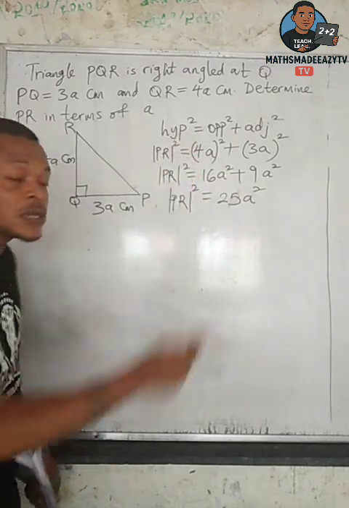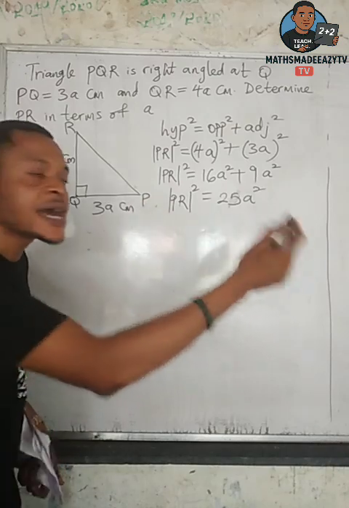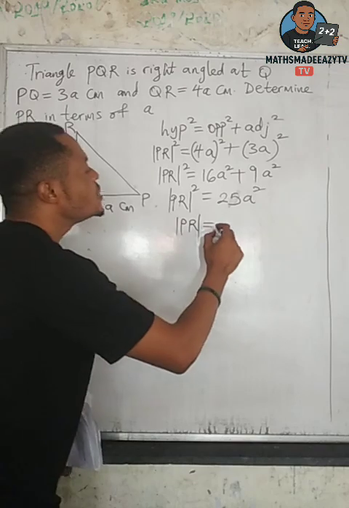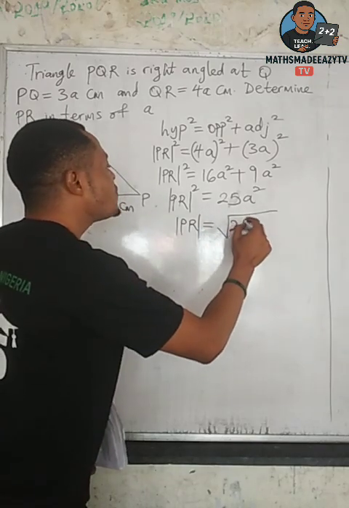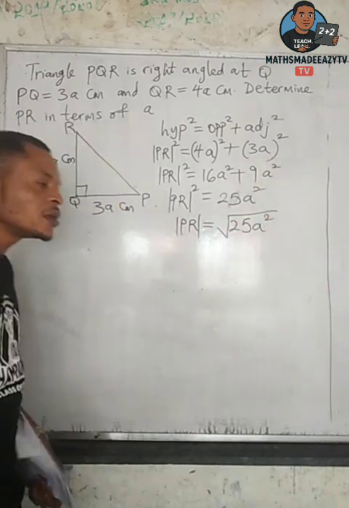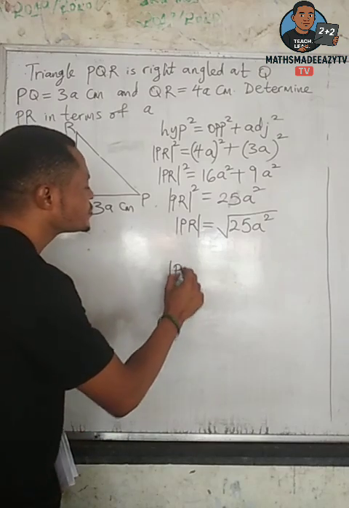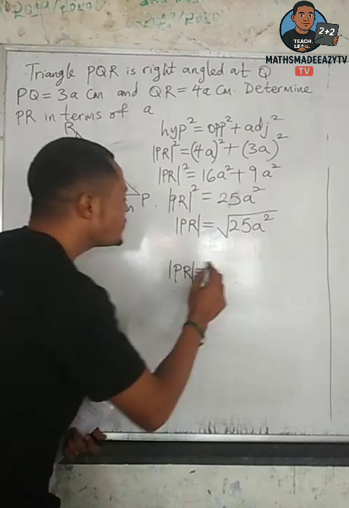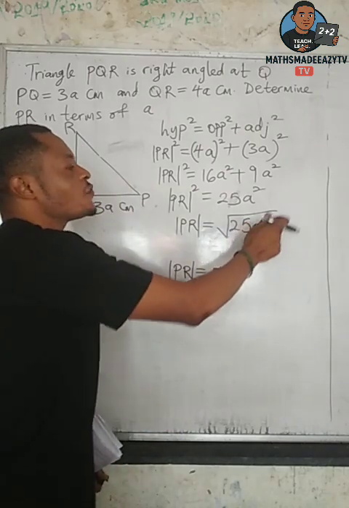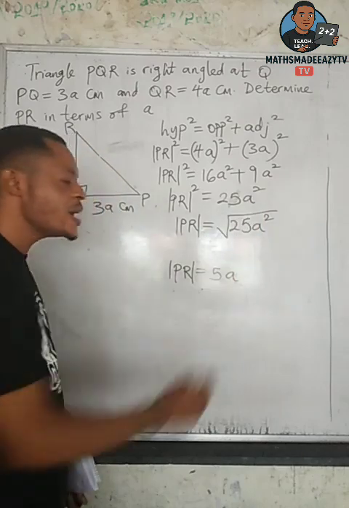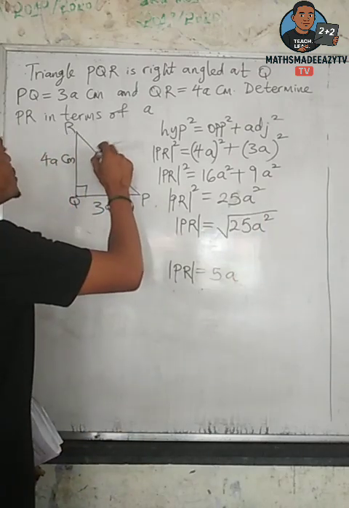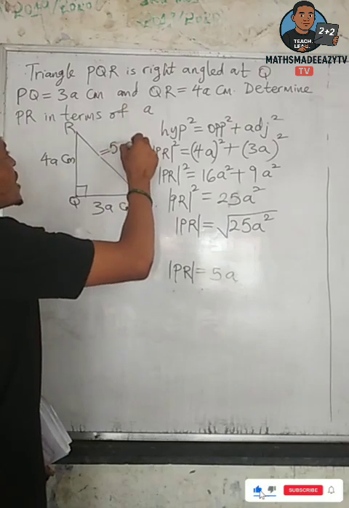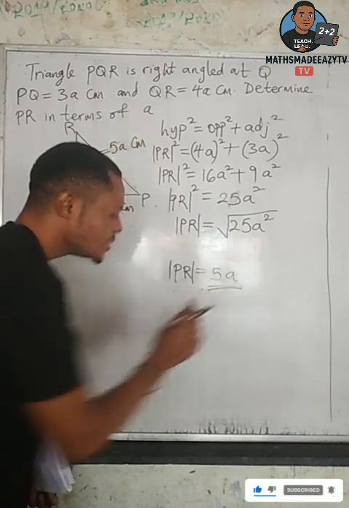Now, when you want to remove the raised to the power of 2, you are going to square root both sides. So, we'll be having the distance PR, which we are looking for, to be equal to the square root of 25A squared. So the PR will result to the square root of 25. The square root of 25 is going to be 5, and the square root of A squared will become A. So in a nutshell, the distance from P to R is going to be 5A in centimeter. Easy.